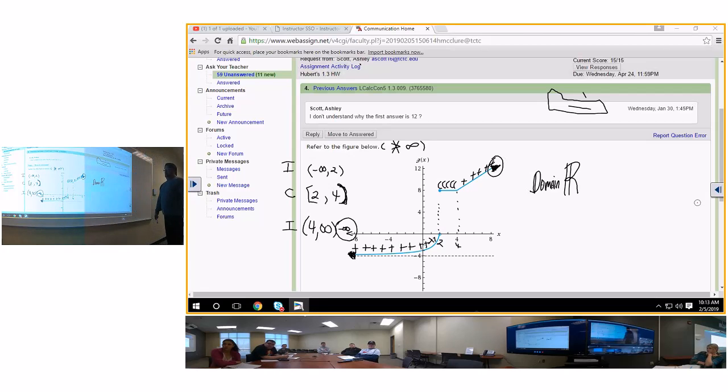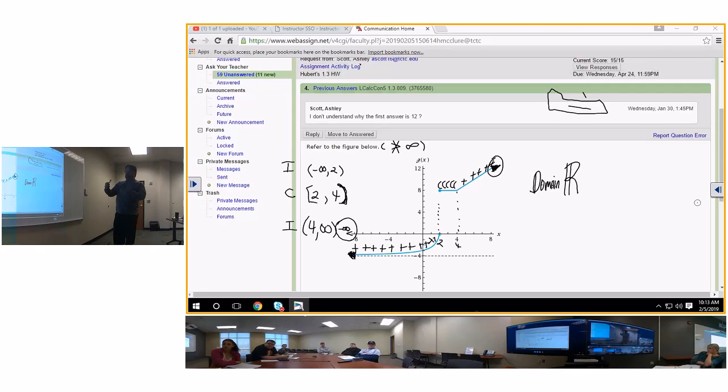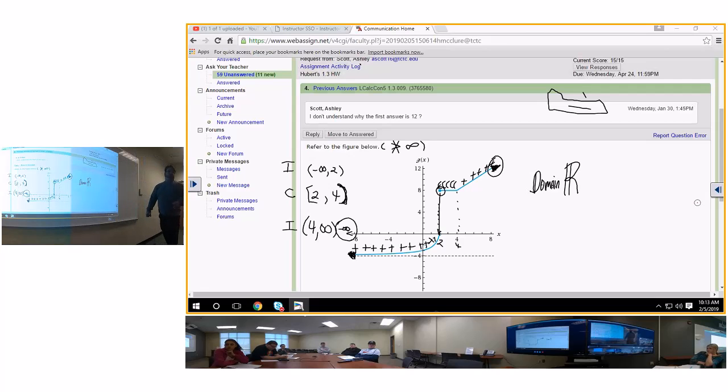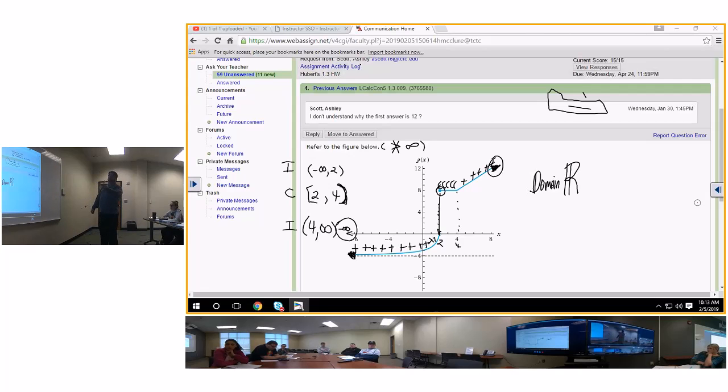Okay. What about the closed circle and open circle? What do they do to each other? They kind of cancel each other out, balance each other out. The closed circle cancels the open circle. So can I use 2 in this function? Yes, because the closed circle overrides the open circle. Now I can't use 2 in that bottom part, but I can use 2 in the upper part.